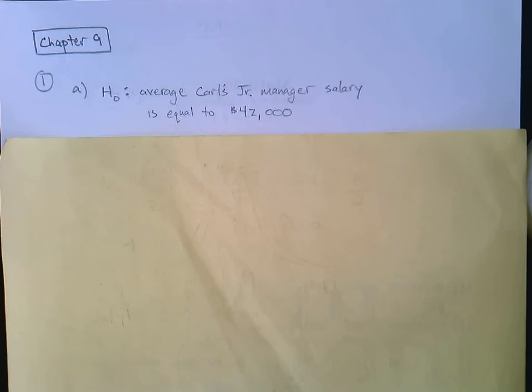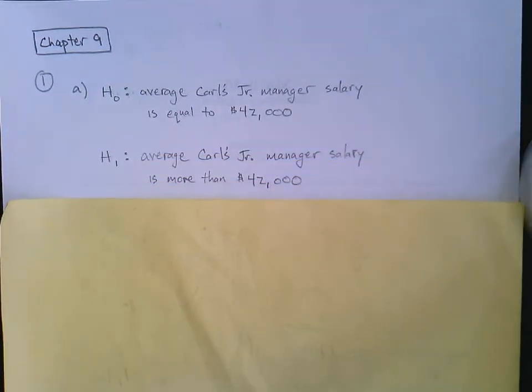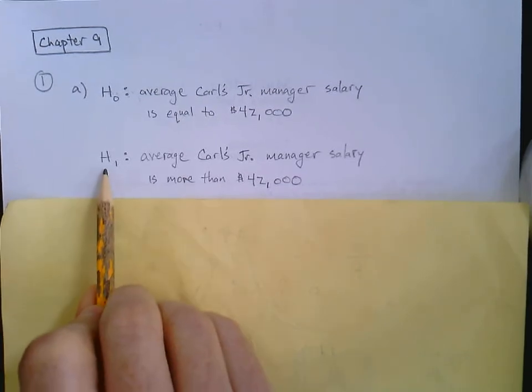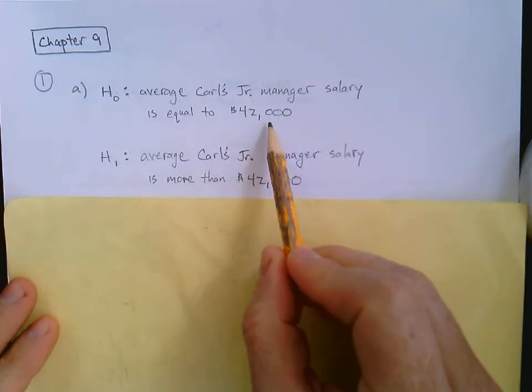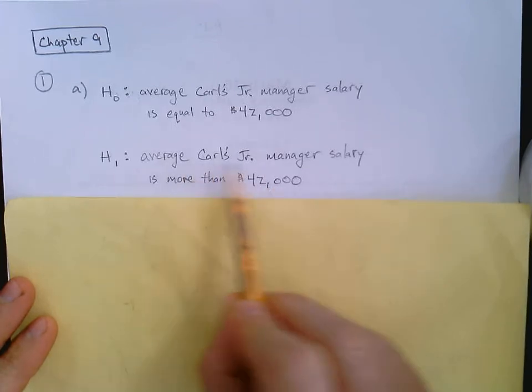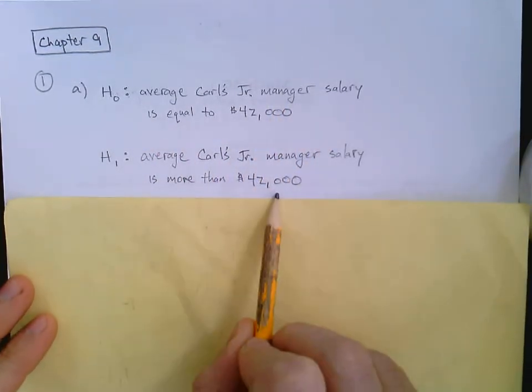Okay. Then the alternative is based on what we're investigating in the problem. So it said this person is wondering if Carl's Jr. actually pays more than the national average. And so that's what we state for the alternative. So you see we write capital H sub 1, colon, and we say now the average Carl's Jr. manager salary is more than $42,000 per year. Notice in the alternative hypothesis, we still use 42,000. We're just saying it's not equal to 42,000, it's more than 42,000.